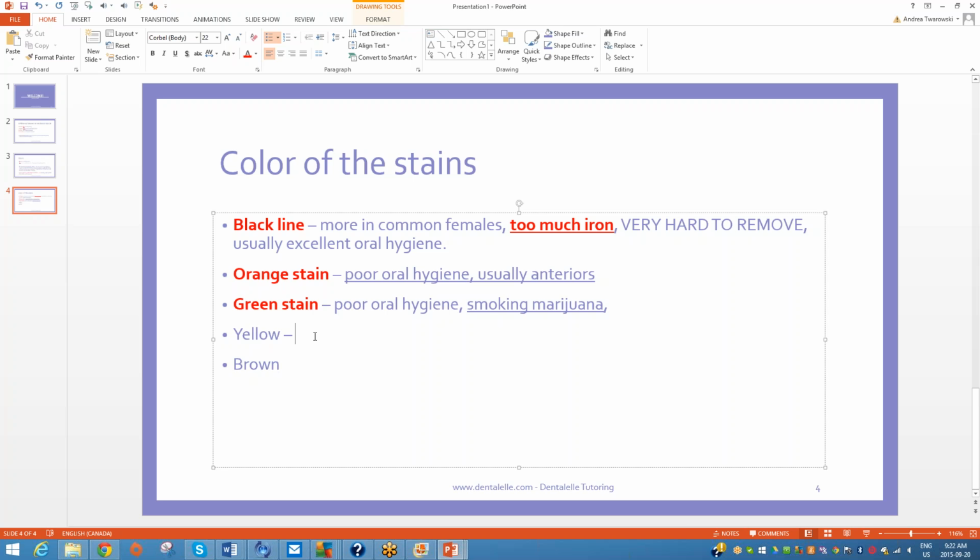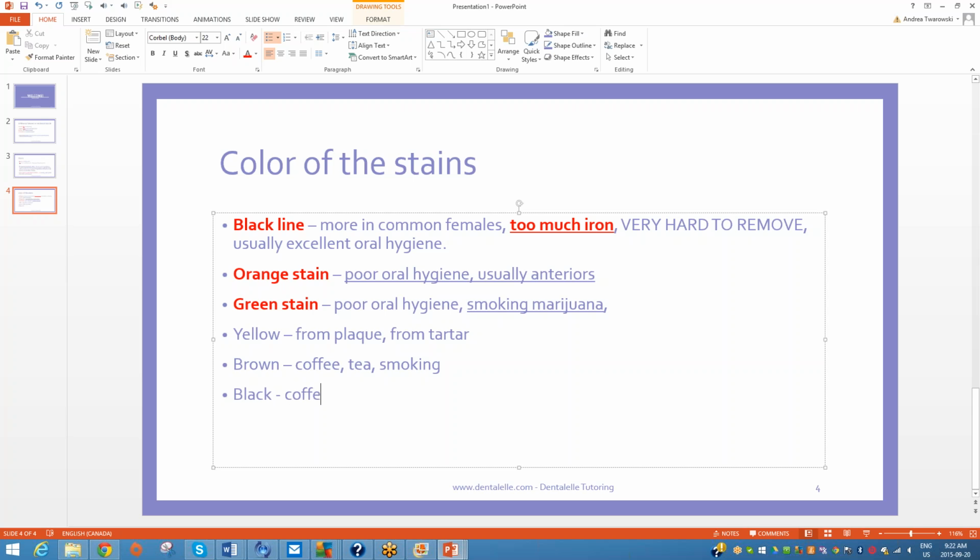Yellow stain, it just sort of happens. Like I get yellow stain over time. So it could mean from plaque, from tartar, you know, just sort of anything. And brown is typically from coffee, tea, smoking, and black, same thing. You know, coffee, tea, smoking.